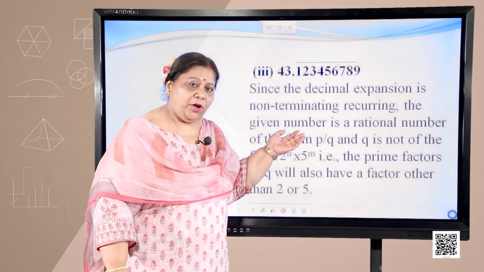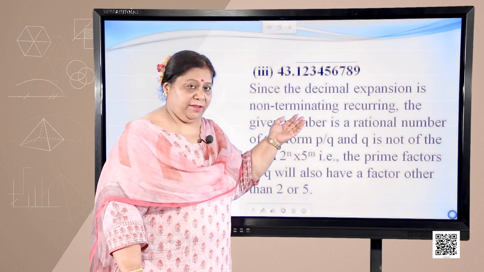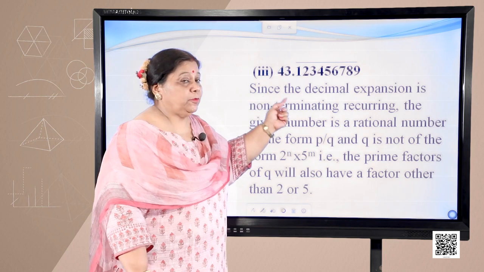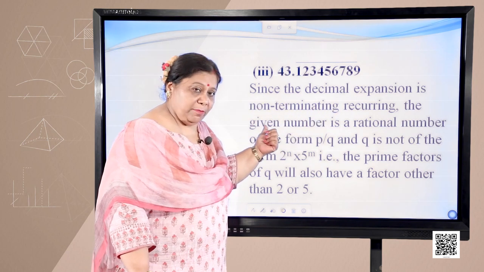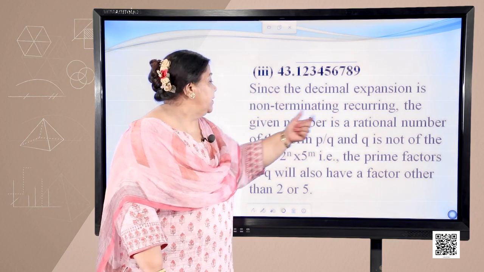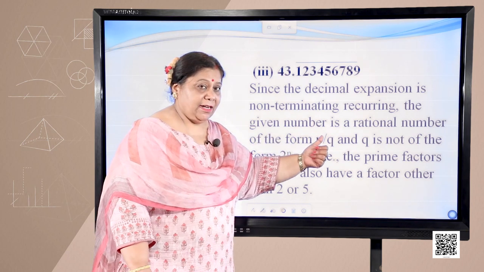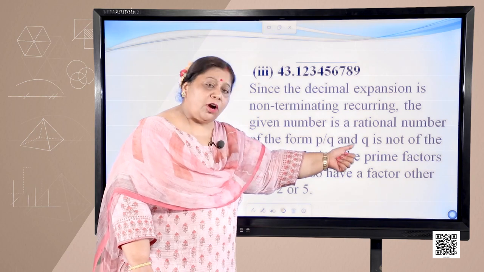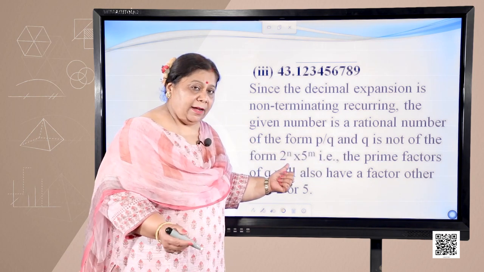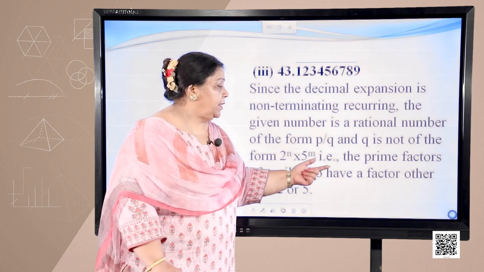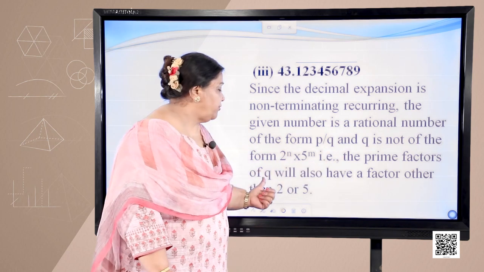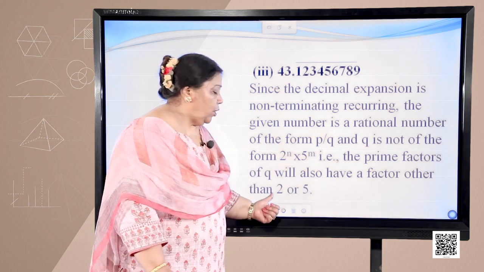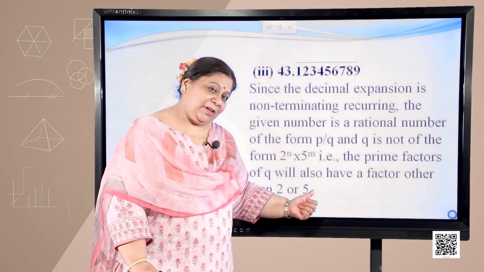We have 43.123456789 with a bar. Okay. Since the decimal expansion is non-terminating, recurring, the given number is a rational number of the form P upon Q, and Q is not of the form 2 to the power n into 5 to the power m. That is, the prime factors of Q will also have a factor other than 2 or 5. I hope it is clear.